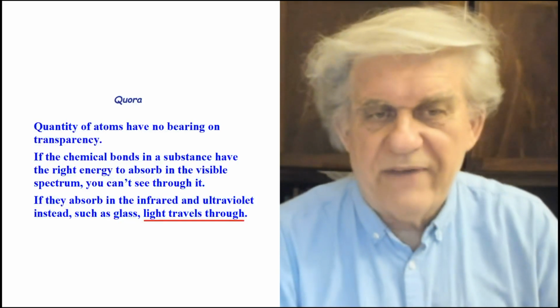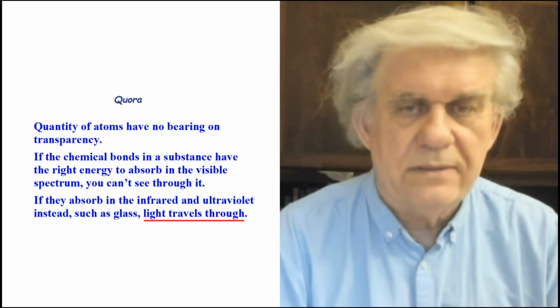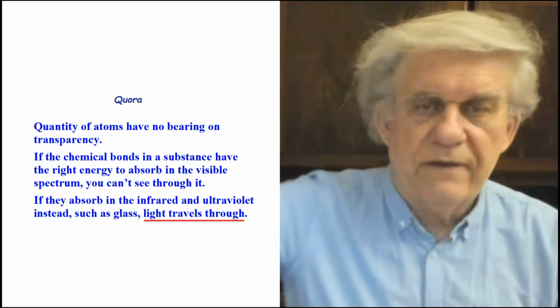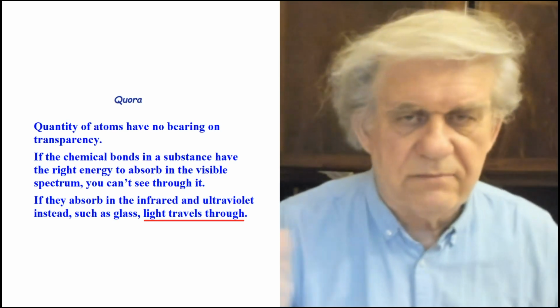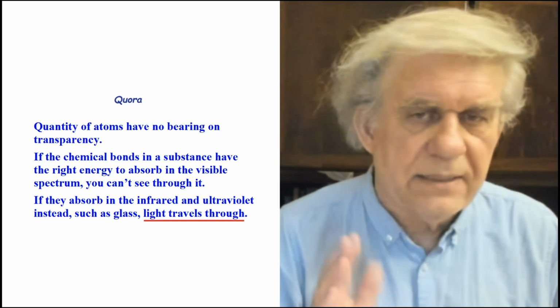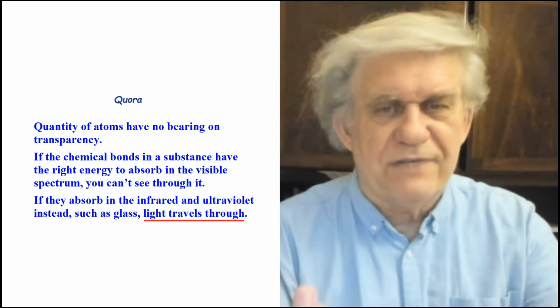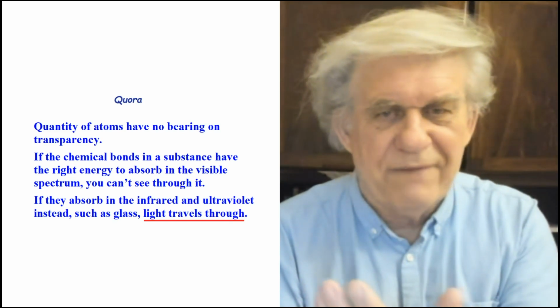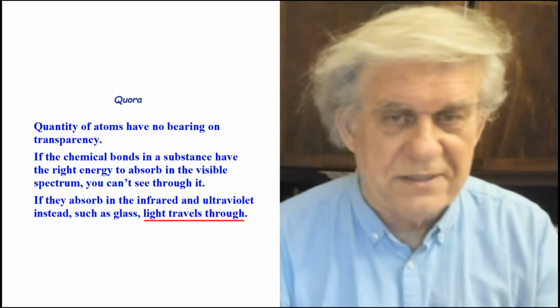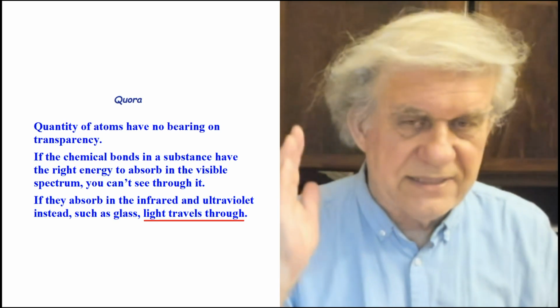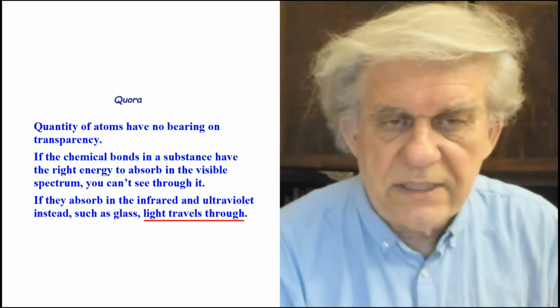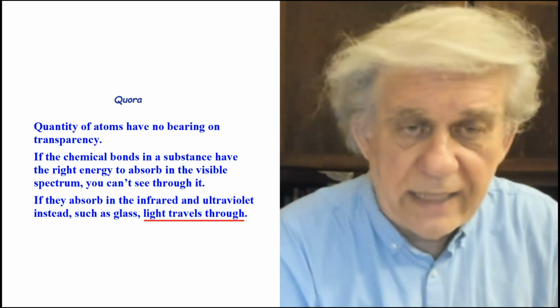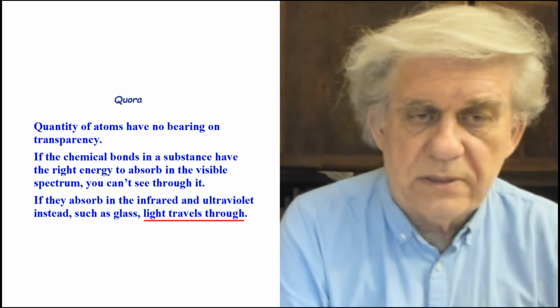I mean, here. And so one site says, quantity of atoms have no bearing on transparency. Absolutely. So if a film is transparent, it has to some degree to do with thickness, with how wide it is, but primarily that's not the mechanism. It's not that if you have lots of atoms, it blocks light, and if you have few atoms, light goes through. No such monster. Light does not go through walls. Light does not go through atoms. Light does not go through molecules. If the chemical bonds in a substance have the right energy to absorb in the visible spectrum, you can see through it.